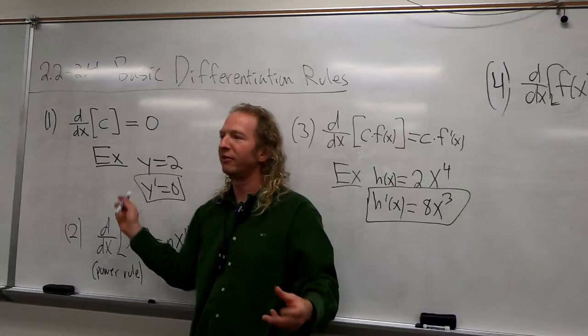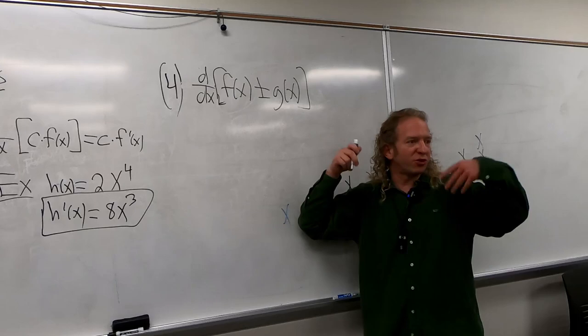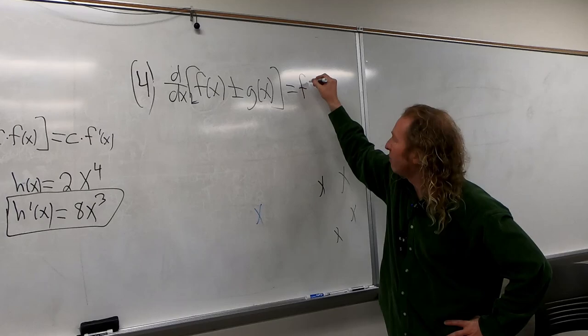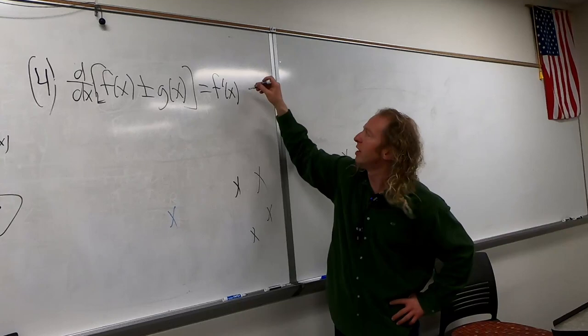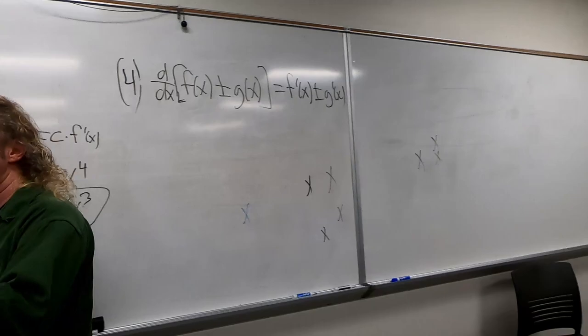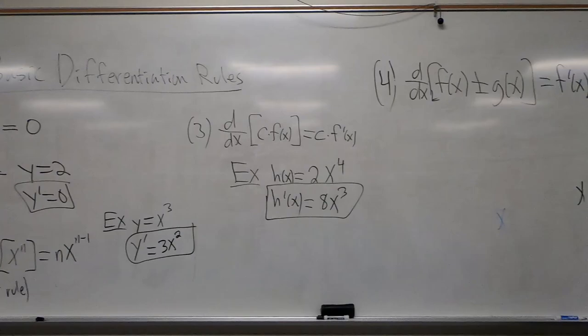So basically, if you have two things, you just take the derivative of each thing individually when they're being added or subtracted. So this is just f prime of x. And the plus or minus just hangs out. So plus or minus g prime of x. That's it. So if you have multiple things, you just take the derivative of each piece. Right, let's do an example just so you see how it works.